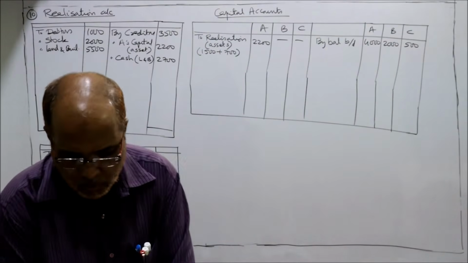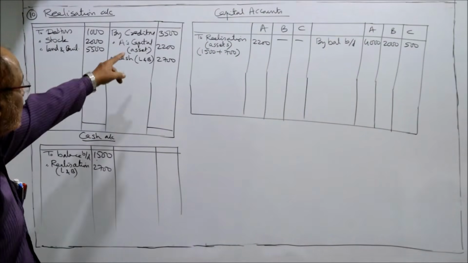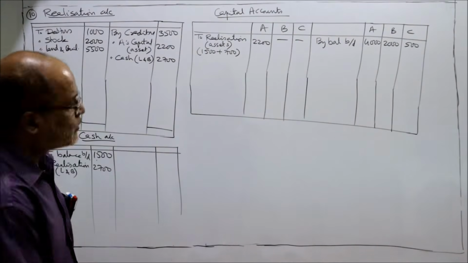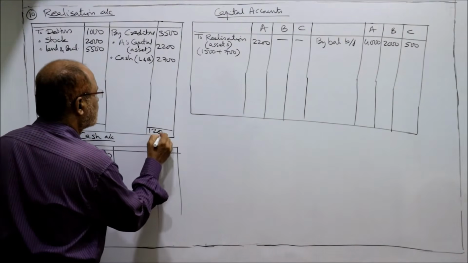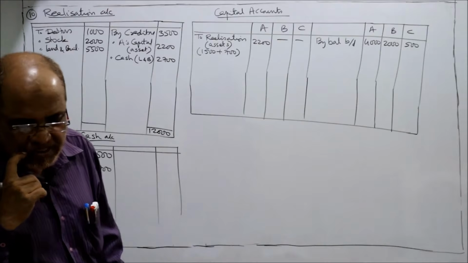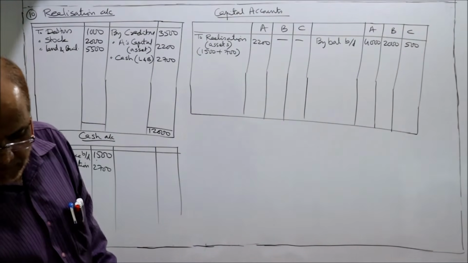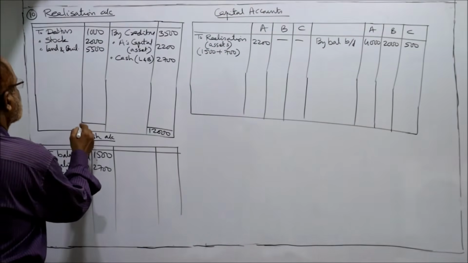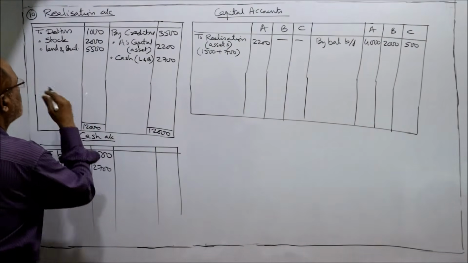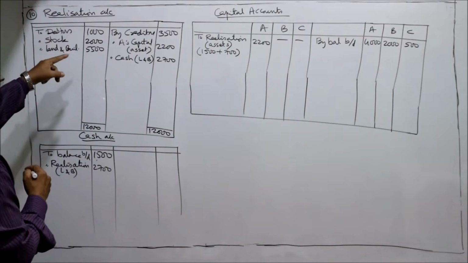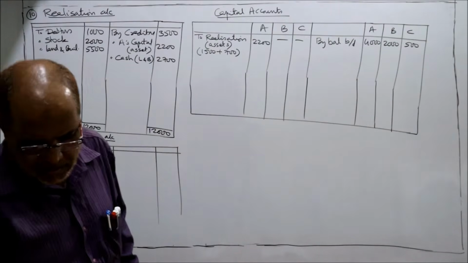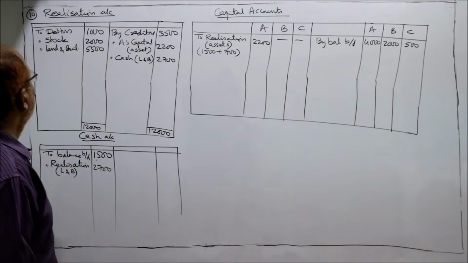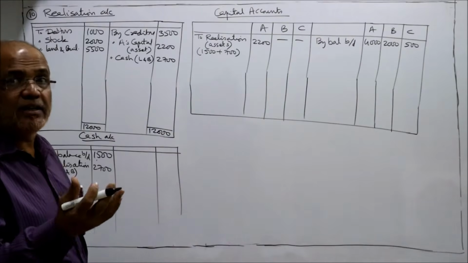Which side is more? So you can see credit side is more. The credit side is 12,000. No, debit side, sorry. 5, 6, 7, 8,500. Achha, we have to pay the creditors, no? We have to pay the creditors.